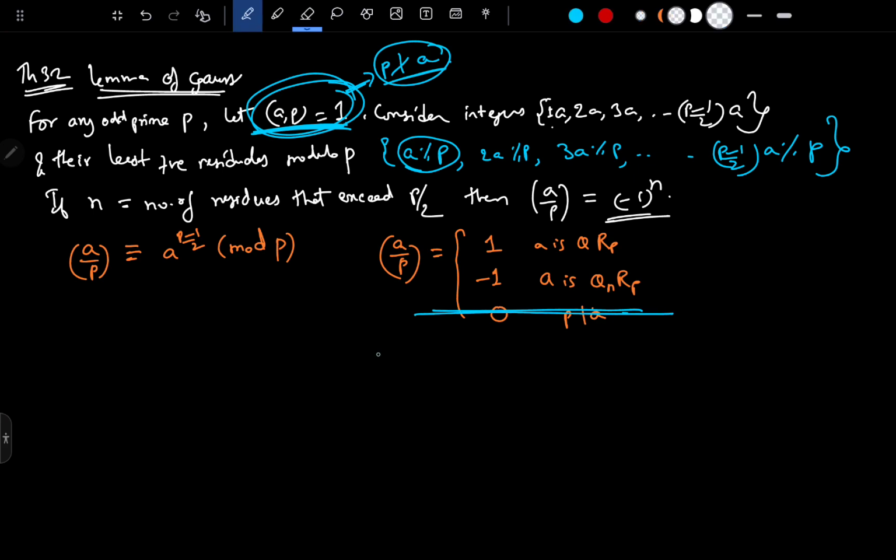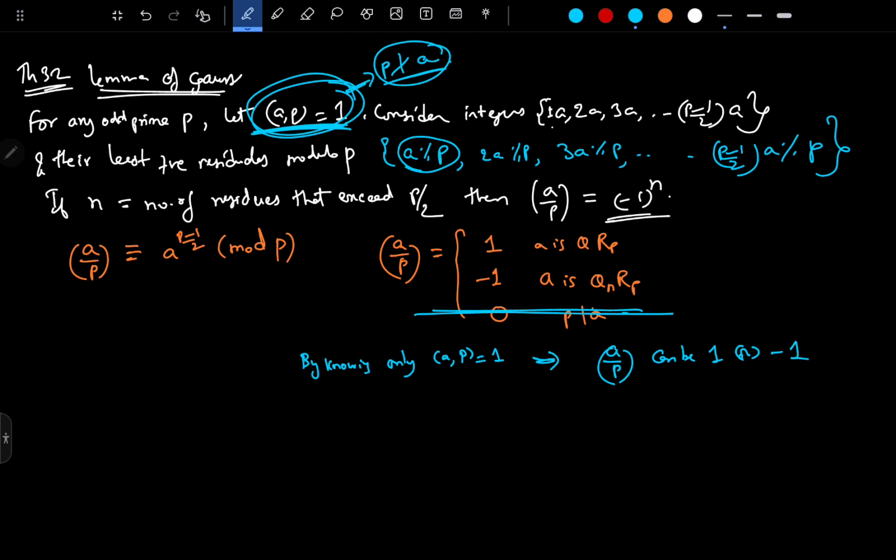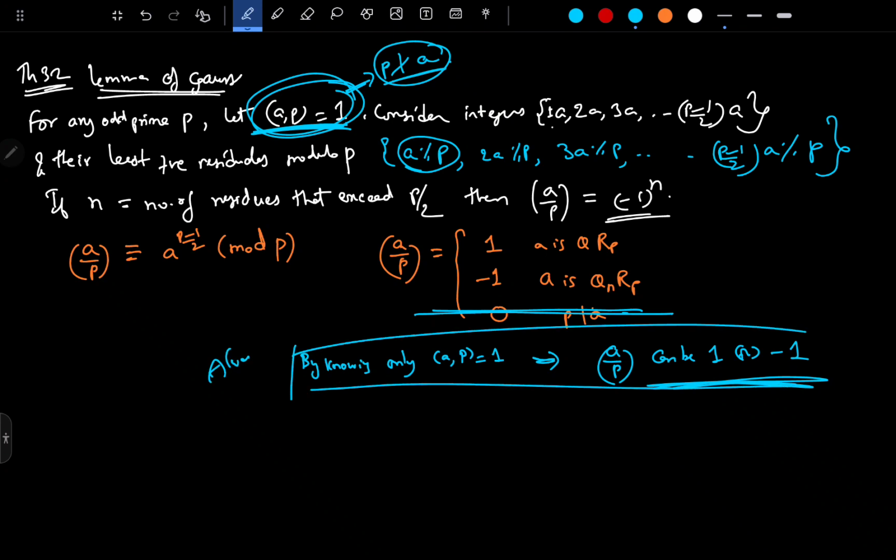Just by knowing only that the GCD of a and p equals 1, I can conclude that (a by p) can be 1 or minus 1. Happy? This is a normal fact; it is always true. But if I want to know exactly the value, whether (a by p) is 1 or minus 1, the answer depends on something.